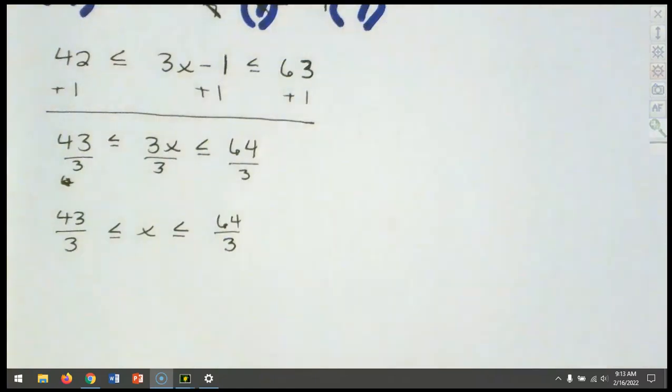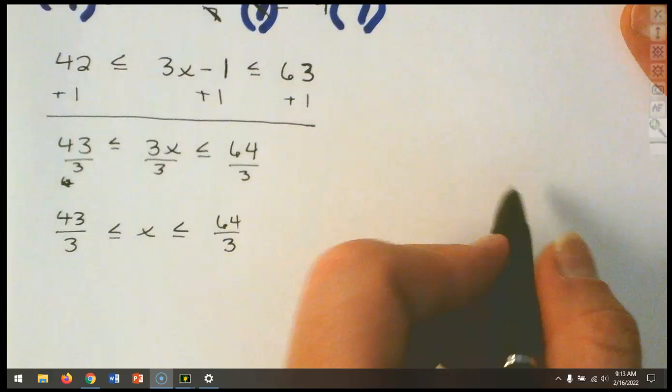And most of the time you're going to get whole numbers, but if you get fractions, that's okay. A lot of times students think they should always get whole numbers. That's not going to be the case. Most of the time you'll get whole numbers, but sometimes you will get fractions. So we just simply got rid of our fractions. We moved that 1 over.